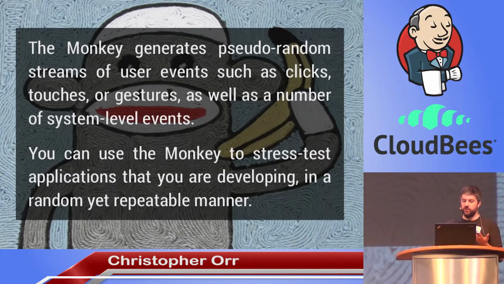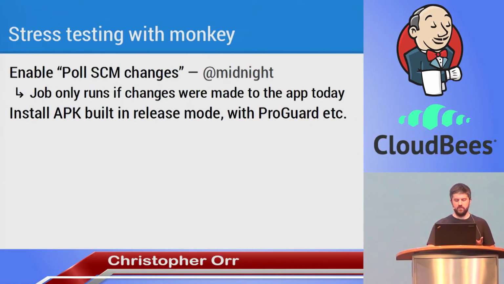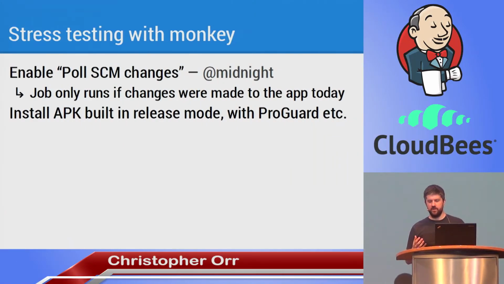So one thing you can do is to run this Monkey stress test, for example, nightly. What I often do is run a stress test nightly. So I say, Monkey, please just send random events to my app for half an hour or whatever. I run this once per night. This is really easy to do with the poll SCM changes. You just set this to midnight or daily or whatever. So the job doesn't run every day because there's no need for it to. It only runs if there were changes during the day. So that's quite helpful.